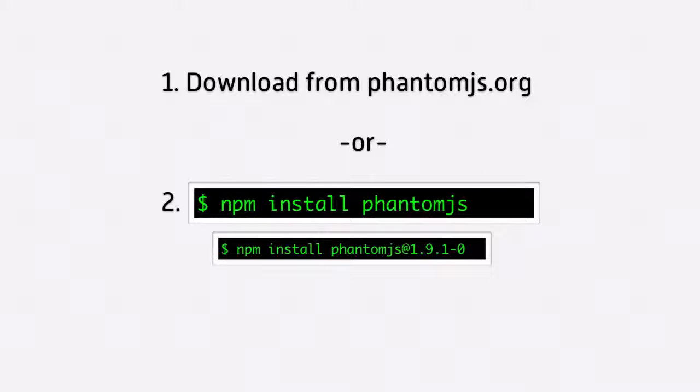In particular, as I record this, the current version of the NPM module is 1.9.1-1, which is PhantomJS version 1.9.1 and the -1 version of the installer. That actually has a defect in it that prevents the installer from working at all. So if you're watching this now and that's still the current version, then be sure to use this second command here on the screen to install version 1.9.1-0, which I've confirmed does work.